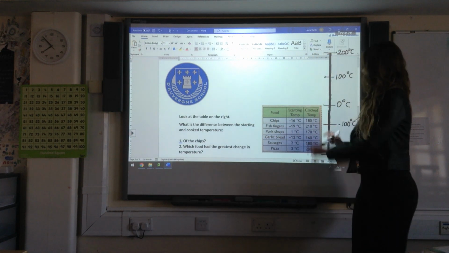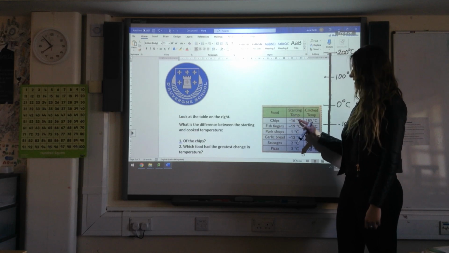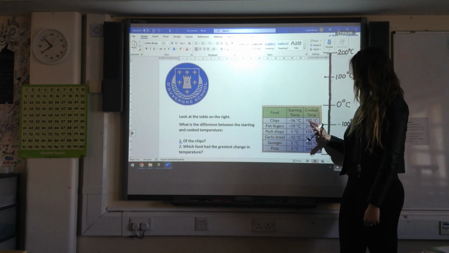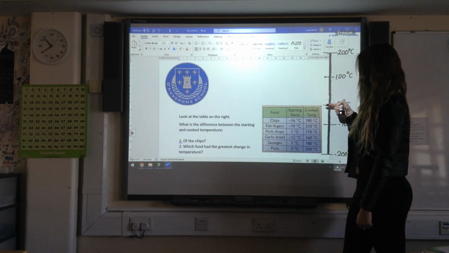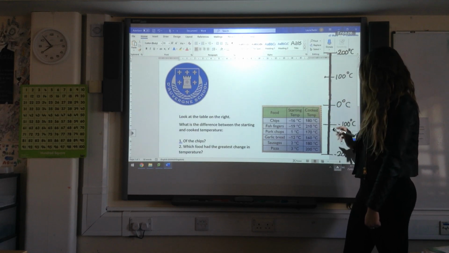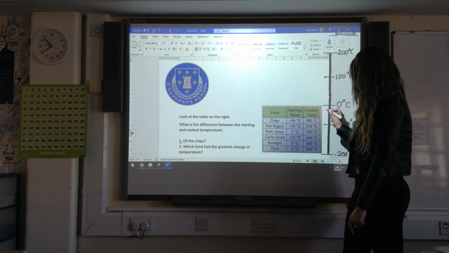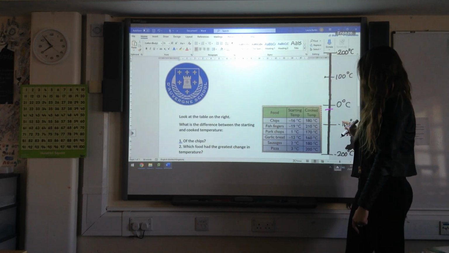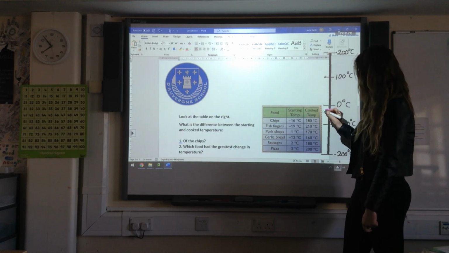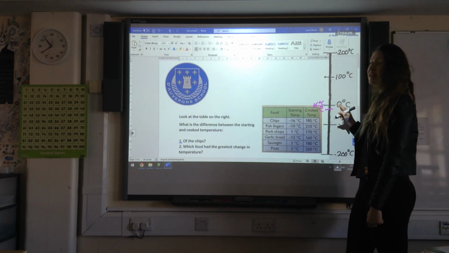If we have a look on this number line here that I've drawn out, the chips were minus 16 degrees Celsius. Once they were cooked, they were 180 degrees Celsius. So, if we've got 0 degrees here, they were at minus 16. If this is minus 100, minus 16 is going to be pretty close to the 0. So, to get from minus 16 to 0, we have to do a jump of 16 degrees. That takes us to 0.